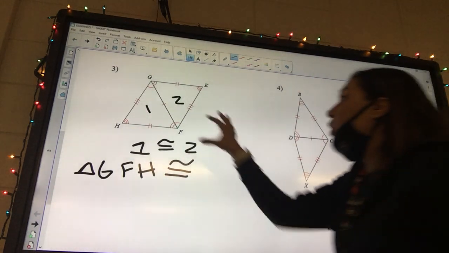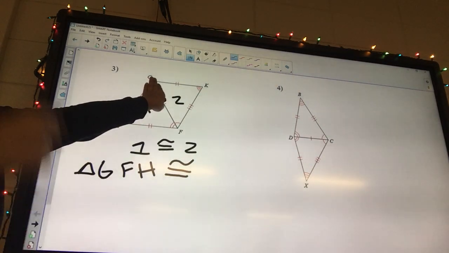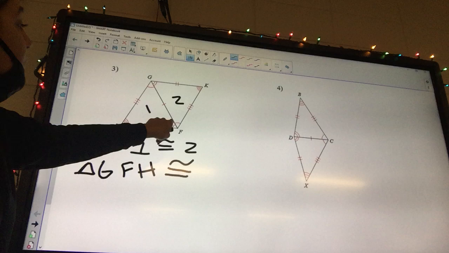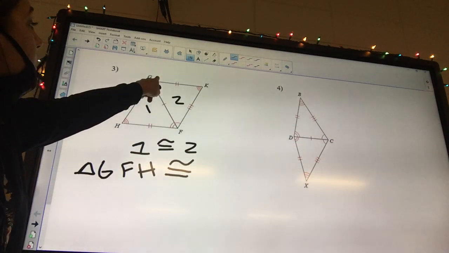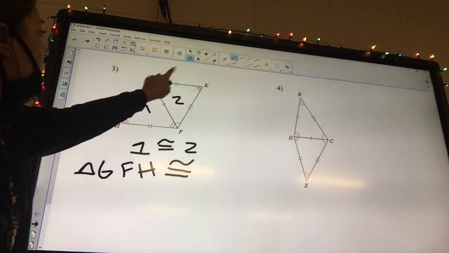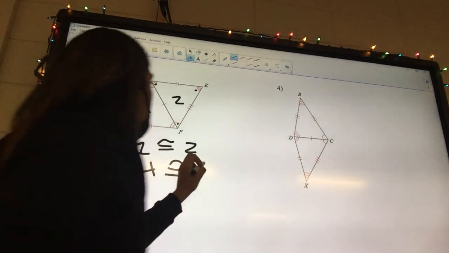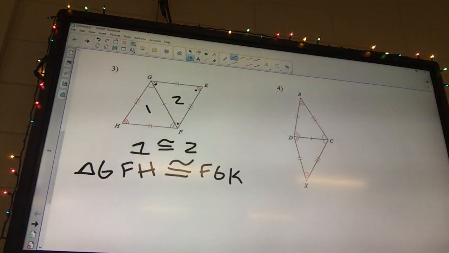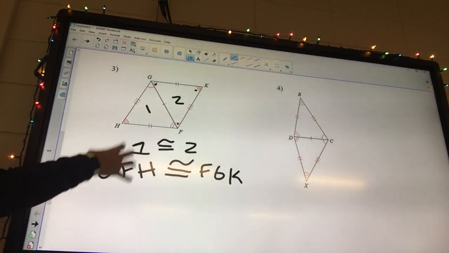Well, what has 1 swoosh on triangle 2? F, G, K, because it's got 1, 2, then 3. F, G, K. And what I was saying is that they have to go in the correct order, and they have to go with the correct triangle.